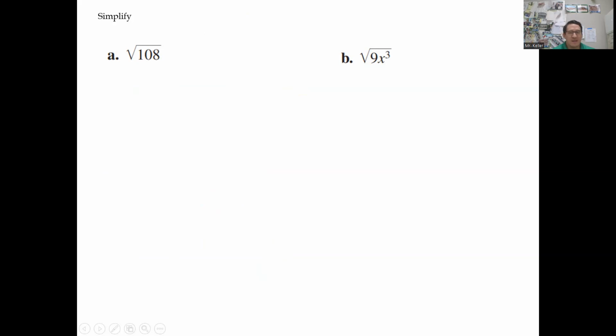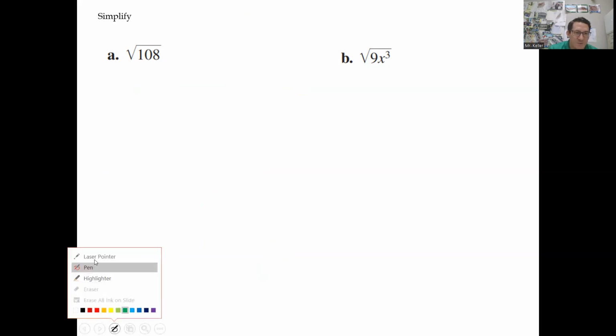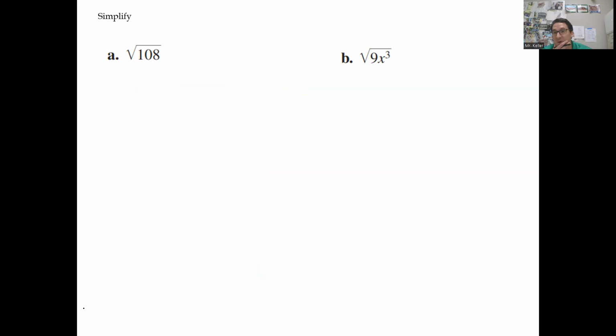So let's get into the lesson of simplifying radicals. What we're going to do here is what I like to call the buddy system. So we're going to simplify this. We're not just going to put it into a calculator. We're going to put it in what's called simplified radical form. Write that out up here. Simplified radical form.